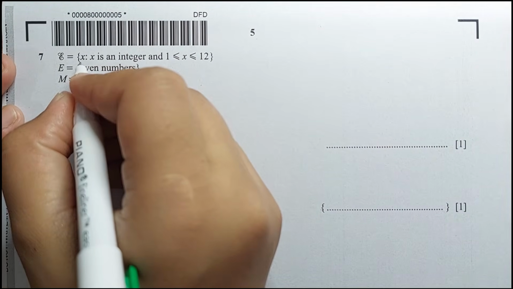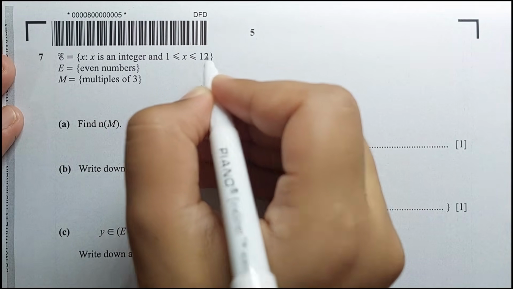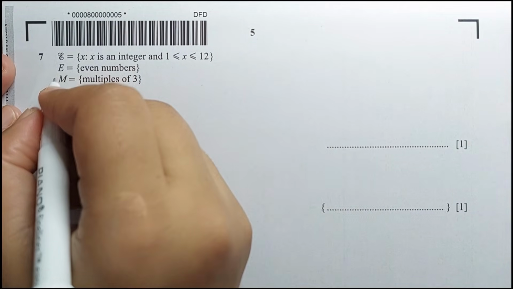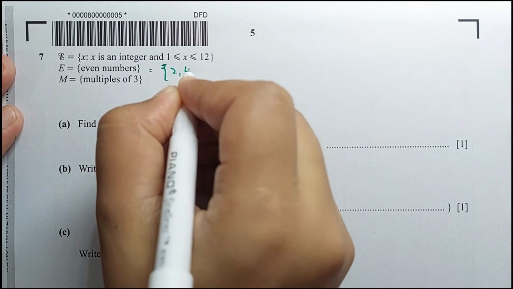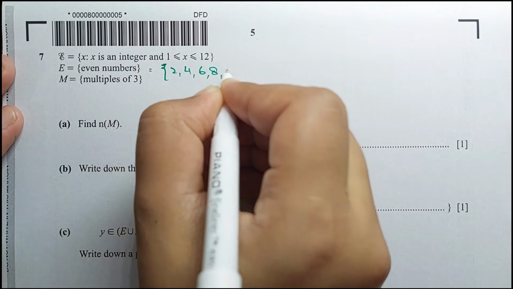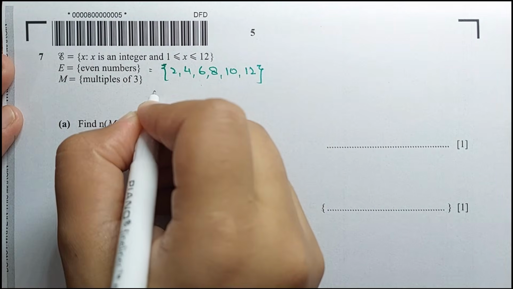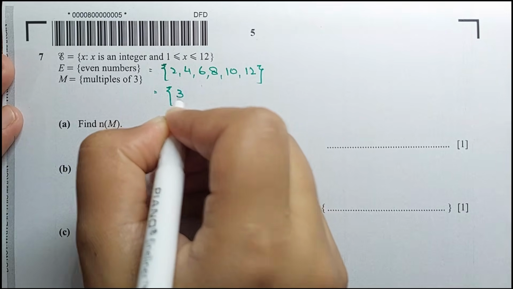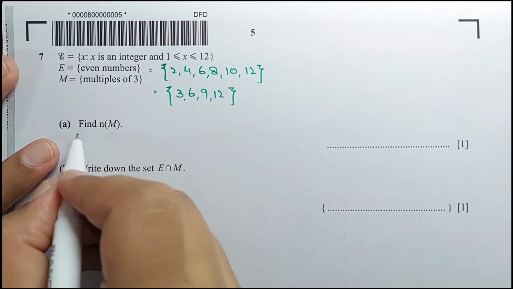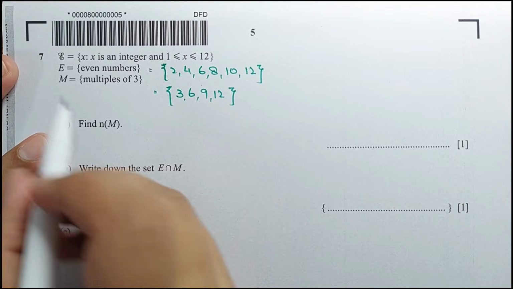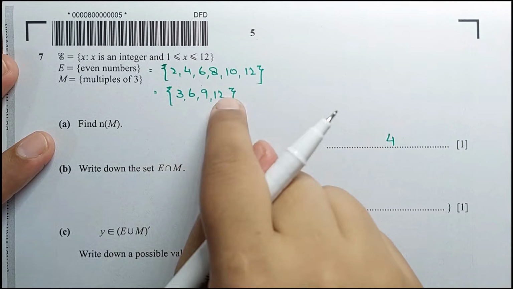Question number 7, we have a universal set x where x is an integer, x is between 1 to 12. 1 and 12 both are included, right? All the numbers between 1 to 12. E is the even numbers. From 1 to 12, the even numbers are 2, 4, 6, 8, 10, and 12. M is multiples of 3. The multiples of 3 are 3, 6, 9, and 12 from 1 to 12. Now for part A, find the number of elements in set M. So there are 4 elements in set M, which are 3, 6, 9, and 12.